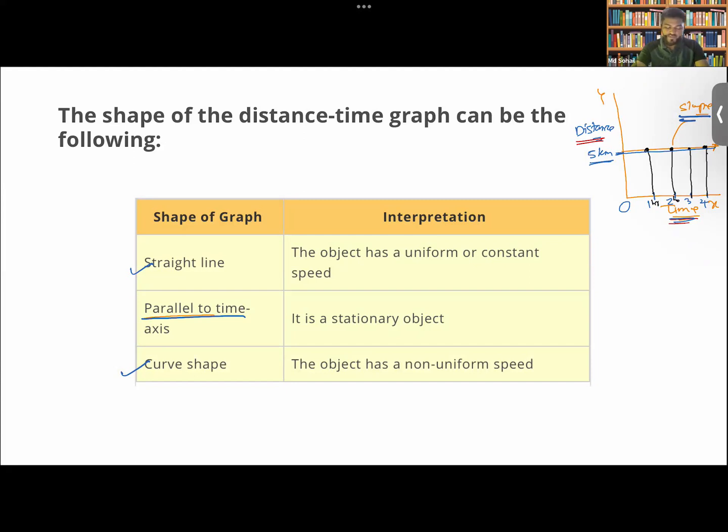Also remember them. A straight line represents a uniform or constant speed. When the graph gives you a straight line parallel to the time axis, it is a stationary object. Now, sometimes the question might confuse you: in the case when the body stops after traveling some distance, the straight line that you get, is it parallel to the x-axis or y-axis? So what will be your answer? It is parallel to the x-axis, the axis on which you have taken time, right?